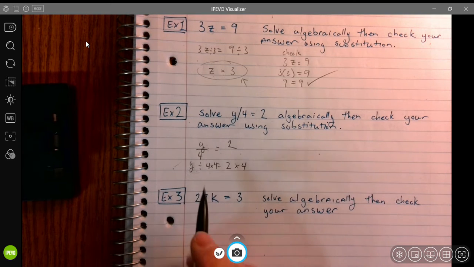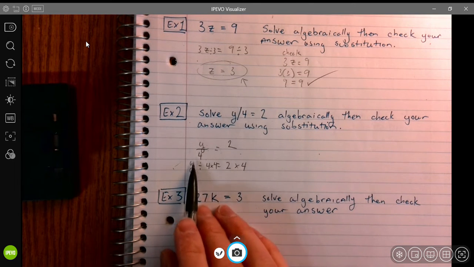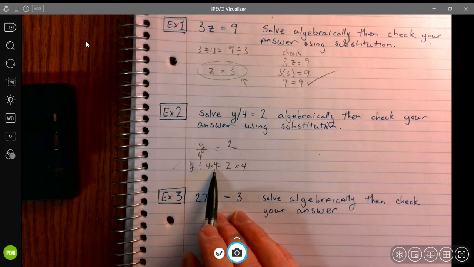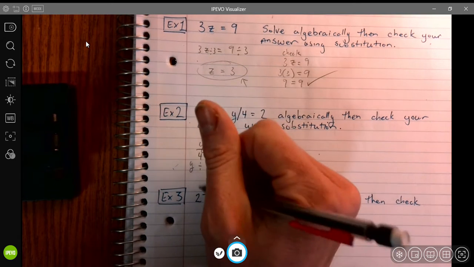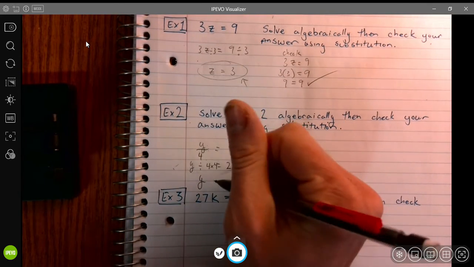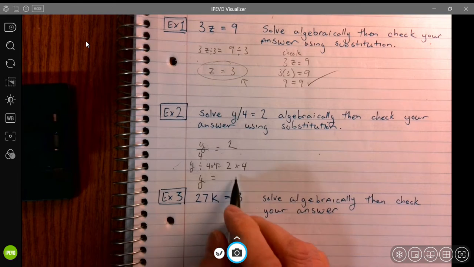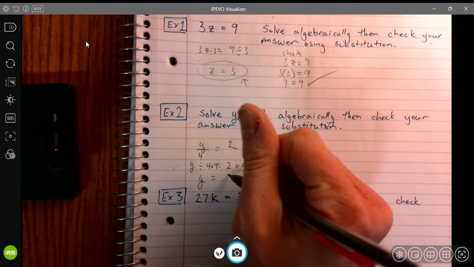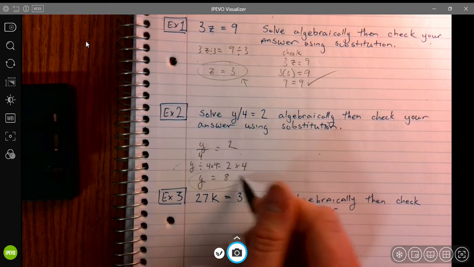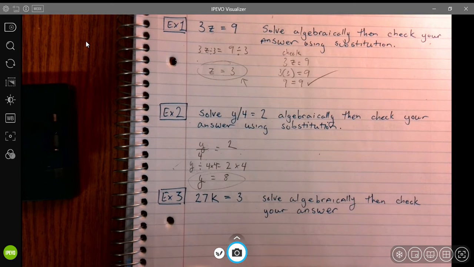Now, if you remember back from a couple of videos, any number divided by 4 times 4 is just going to be 1. So all I'm left with on the left side of the equation is y. On the right side of the equation, 2 times 4 is equal to 8. So that is our answer. Y is equal to 8.